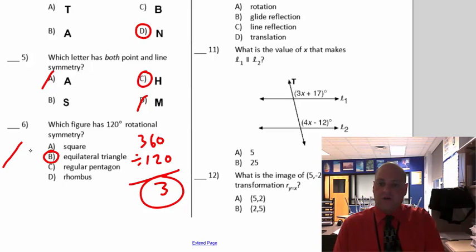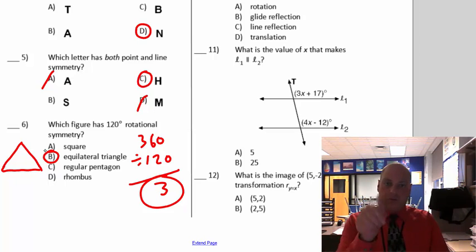So an equilateral triangle, if you draw that out, you can rotate it 3 times and have it look exactly the same. So if it has an order of 3, each angle is 120. All right. So that would be the equilateral triangle.